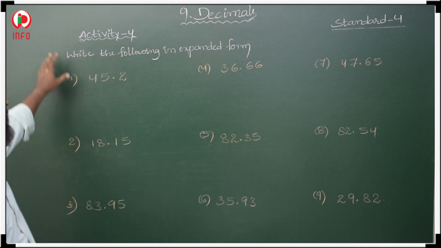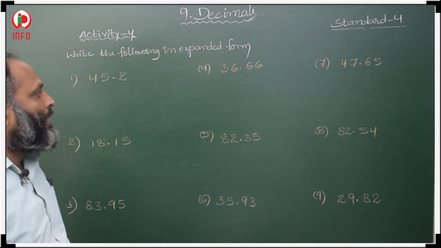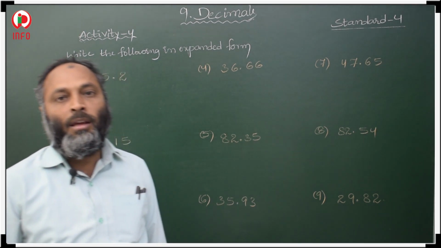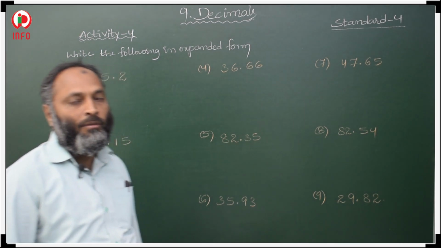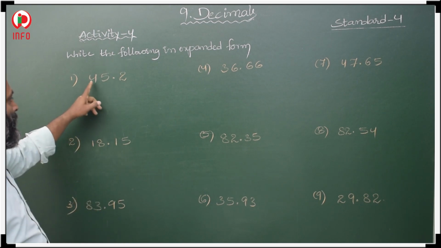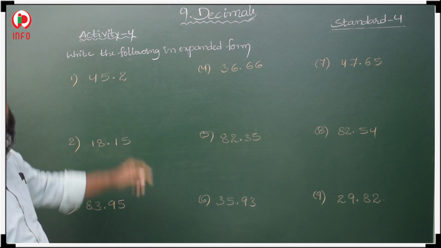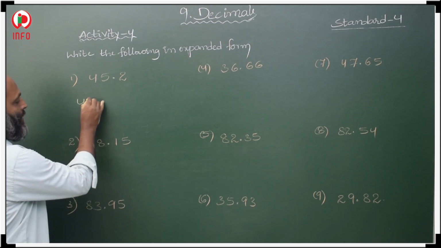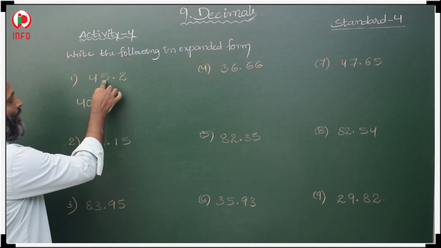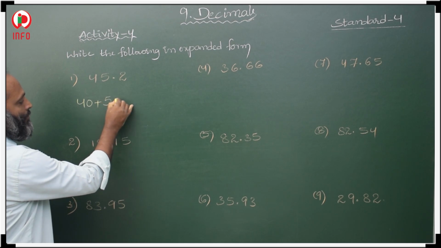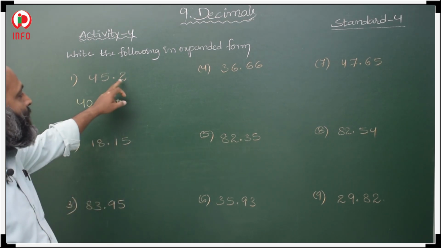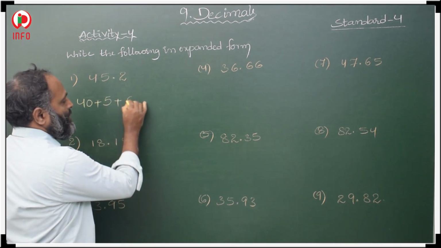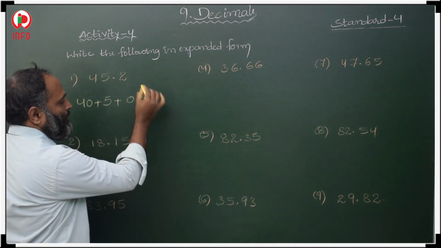Now see here, in activity 4, write the following in expanded form. Here decimal form is given, these decimal numbers we have to write in expanded form. First, 45.2 means 4 is in tens place, that is 40, plus 5 is in units place, 5, plus 0.2. This 2 is in tenths place, so we have to take 0.2.